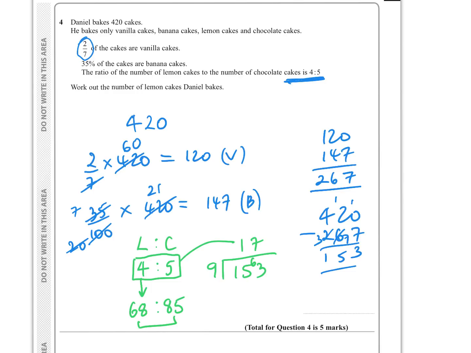So work out the number of lemon cakes that Daniel bakes. Well, lemon cakes would be 68, and we can just write that there. Okay, so if you like using your calculator, then please do, but also practice these types of questions without a calculator. It makes it better for your numeracy. Okay?